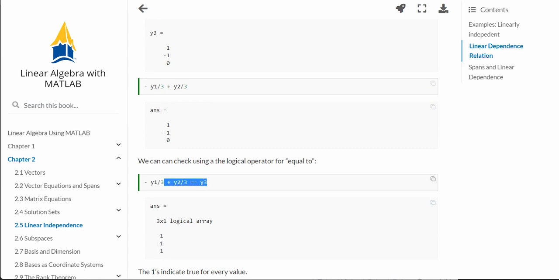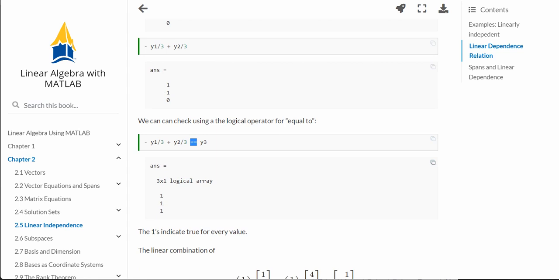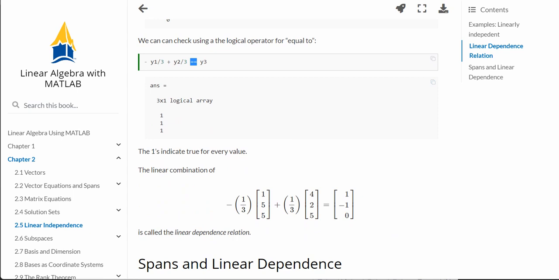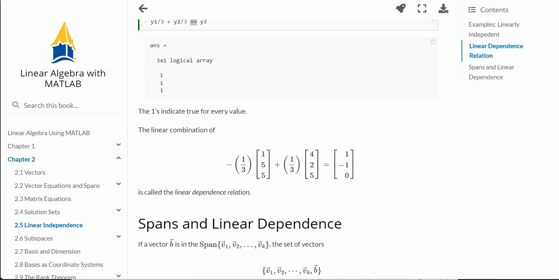And is that equal to y sub 3? When I use the double equal signs, it's not an assignment, it's a question, right? Is negative y sub 1 divided by 3 plus y sub 2 divided by 3 equal to y sub 3? Well, we get this logical array because it checks every single component and throws up a 1 if the answer is yes and a 0 if the answer is no. Since we have ones on every value, it is in fact equal. Therefore, we know that this is true. This is the linear dependence relation.